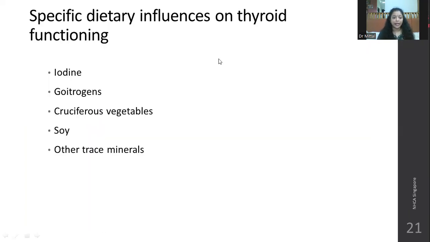Coming to the dietary management, dietary influences on thyroid health. First is the presence of iodine in your food. It has to be adequate. Goitrogens have to be avoided. They cause goiter. They cause hypothyroidism. Okay. Cruciferous vegetables, it is still controversial. We will come to the myths later. Soy-based products, we will discuss that also, and other trace minerals. All these we will discuss in detail.